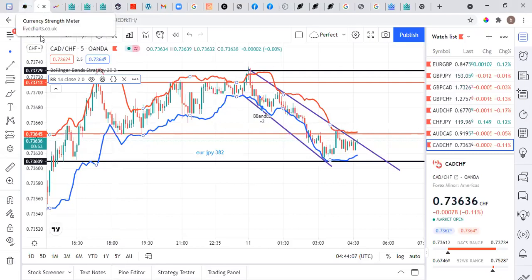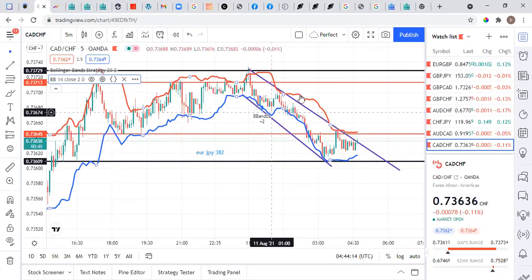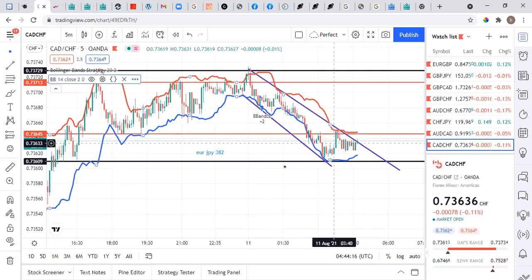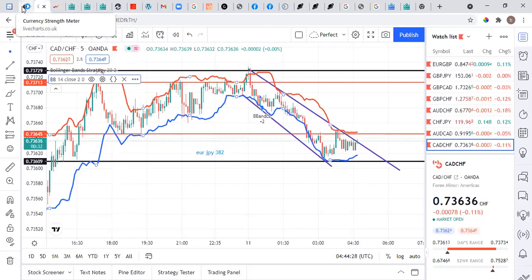So if the base currency, which is CHF, is stronger, then this market should be selling. And I think that's why it's even coming down. I want to confirm with my currency strength meter that this CHF is still stronger than CAD. That will be another confirmation for me to sell the market.